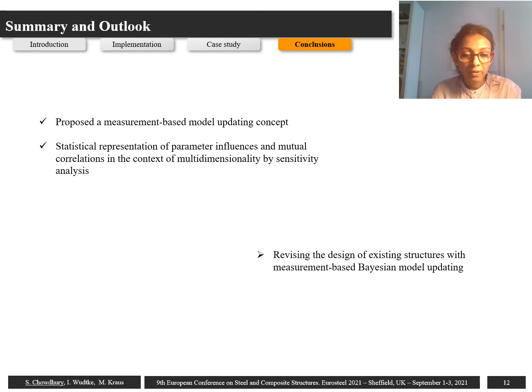So in this paper, we have proposed a measurement-based model updating concept, and we have shown a statistical representation of parameter influences and mutual correlations in the context of multidimensionality by sensitivity analysis. In future work, we would like to do the revision of the design of existing structures with measurement-based Bayesian model updating.